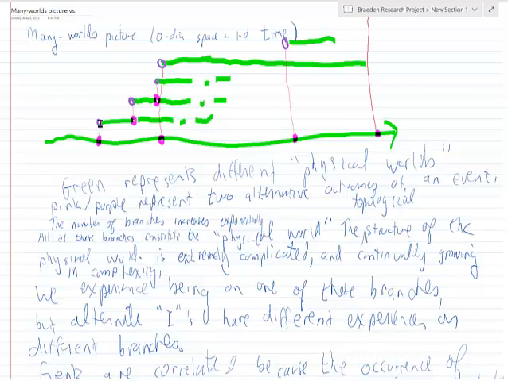Of course, this is a very simple picture. You would have different kinds of events, but just for simplicity, we're going to assume in this universe there's just one type of event, and it happens repeatedly, and it's either pink or purple in its outcome. All right. So, in this picture, green represents the different physical worlds.